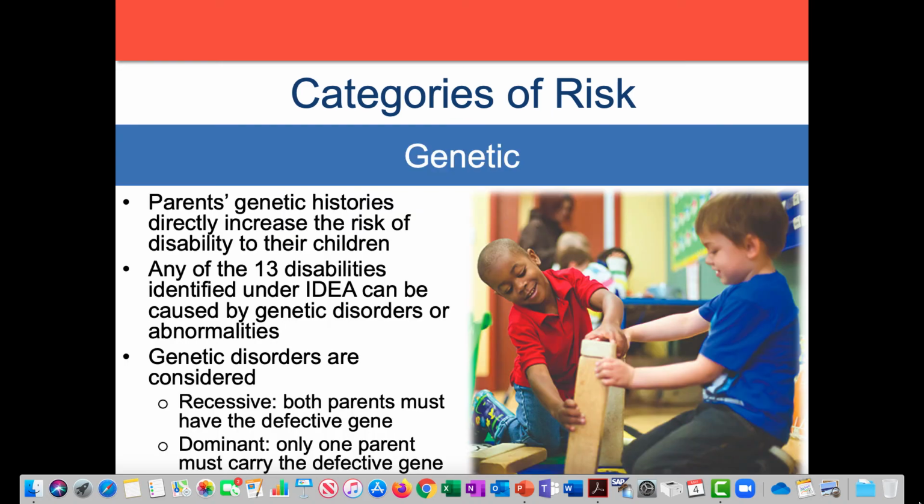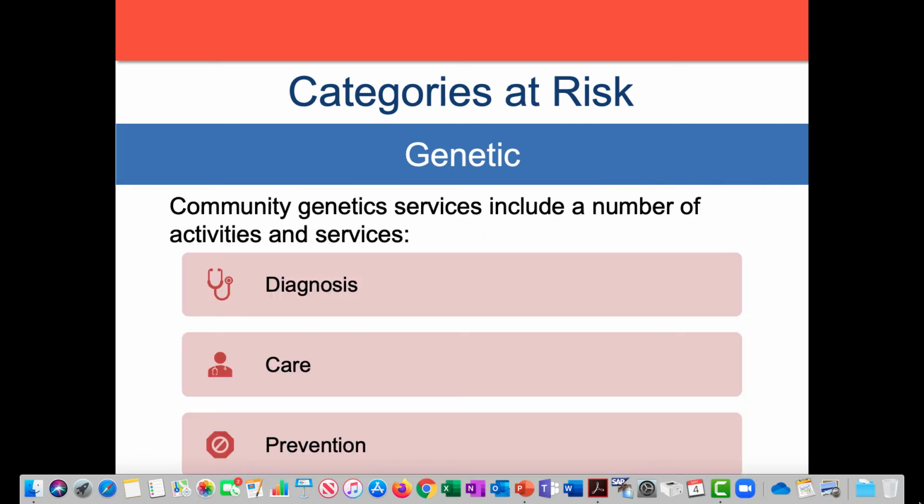Genetics. Parents' genetic histories are important. We do have generations of families with disability in the family, so it's important to know the history. And any of the 13 disability categories that are part of the Individuals with Disabilities Education Act can be caused by genetic disorders. And these involve, of course, recessive genes and dominant genes in parents in terms of resulting in disability. Again, so we're looking at really medical history, parents really understanding the genetics, working with the medical community. So what is the diagnosis then, potential diagnosis, care, and prevention for the child.